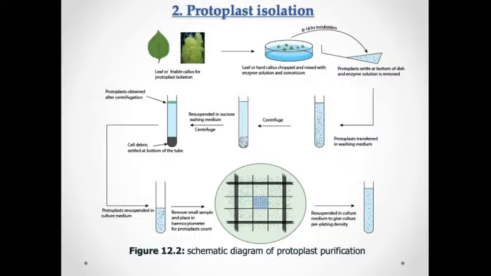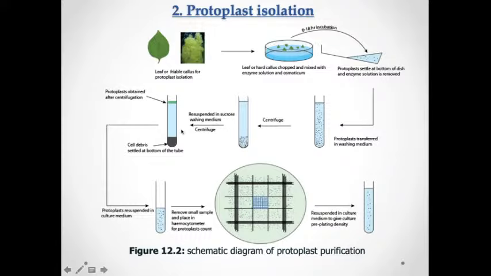Protoplast settle at the bottom of the dish, and the enzyme solution is removed. Then the protoplast are transferred into the washing medium. Then they are centrifuged to the bottom, and then resuspended in the sucrose washing media.